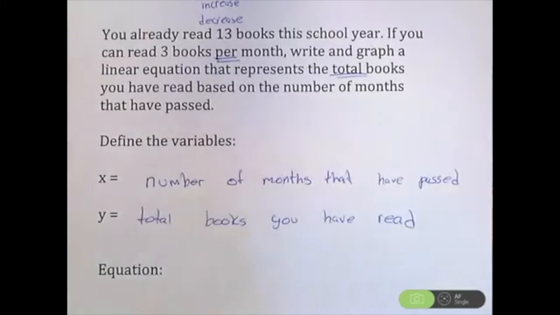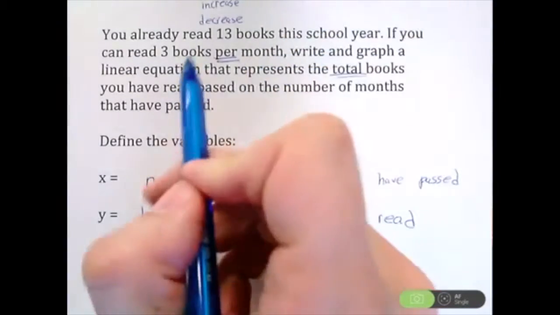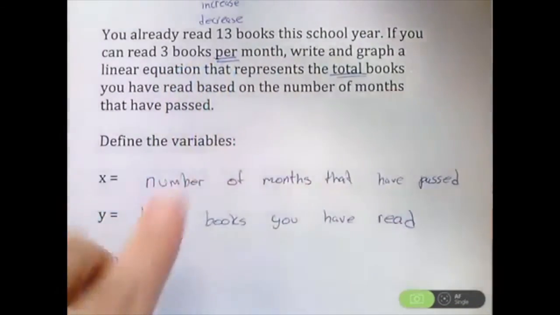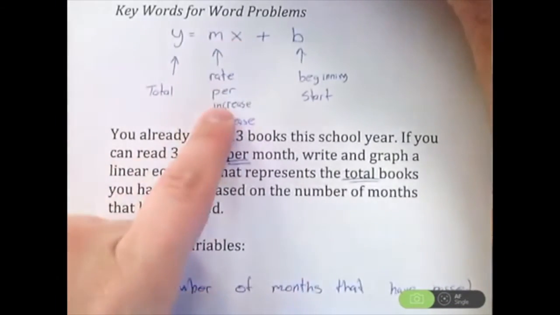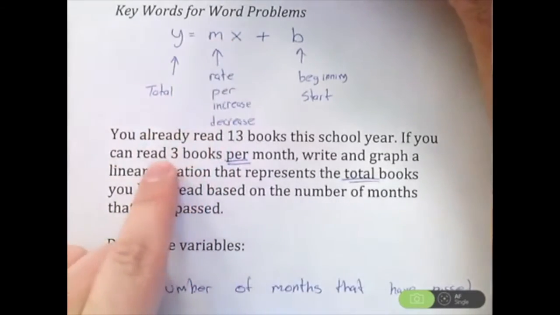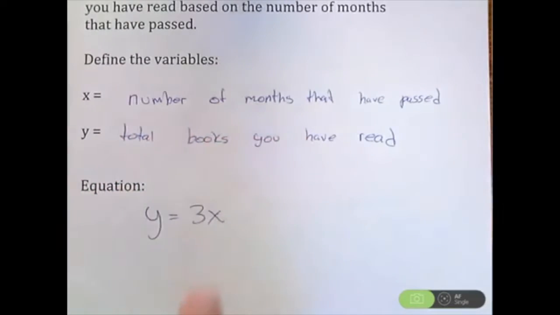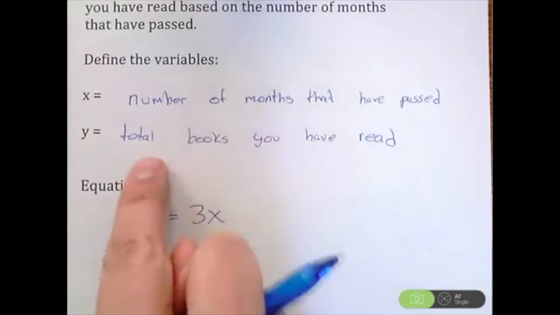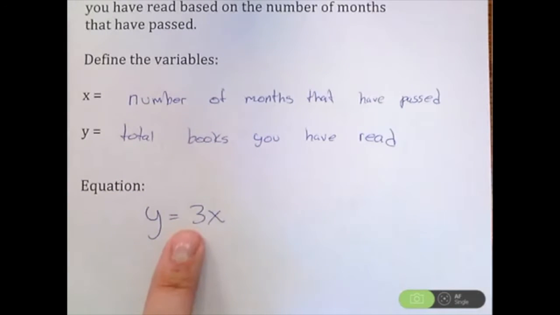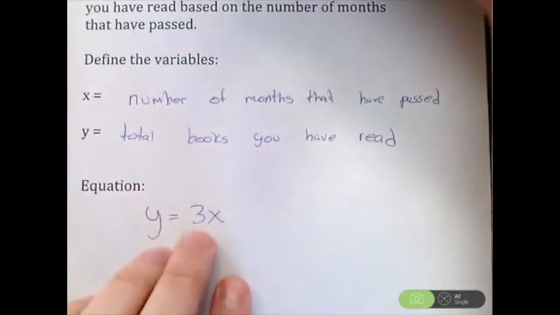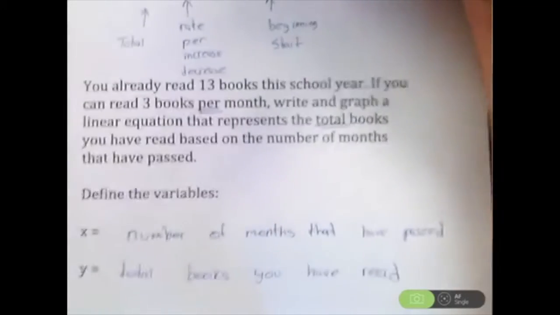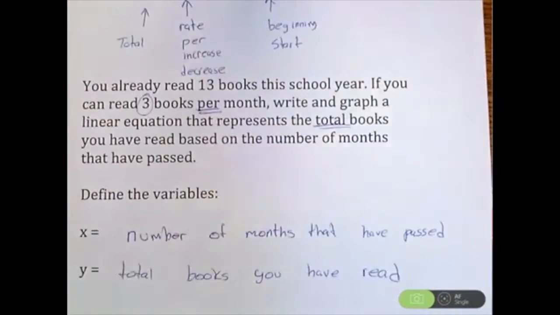So I've defined my variables. The only thing I still need to do is come up with my equation. I underlined a buzzword here, per. It says if you can read 3 books per month. Now per is typically going to go with our slope. So our slope here, instead of m, let's put 3. And that's going to be positive 3, because as the months pass you read more books, your total is going up. It goes in a positive direction, so it's positive 3. So I have y equals 3x. I need to figure out my b.